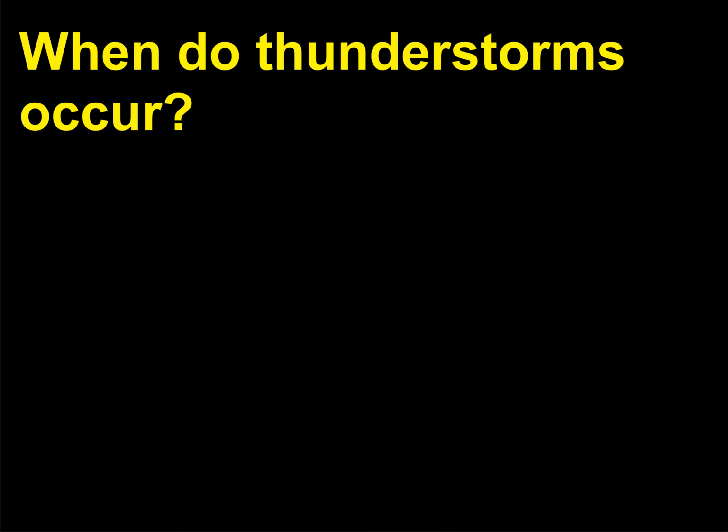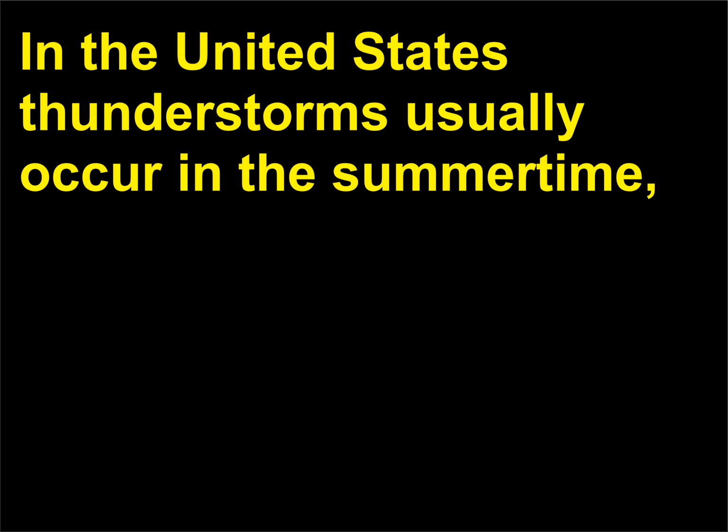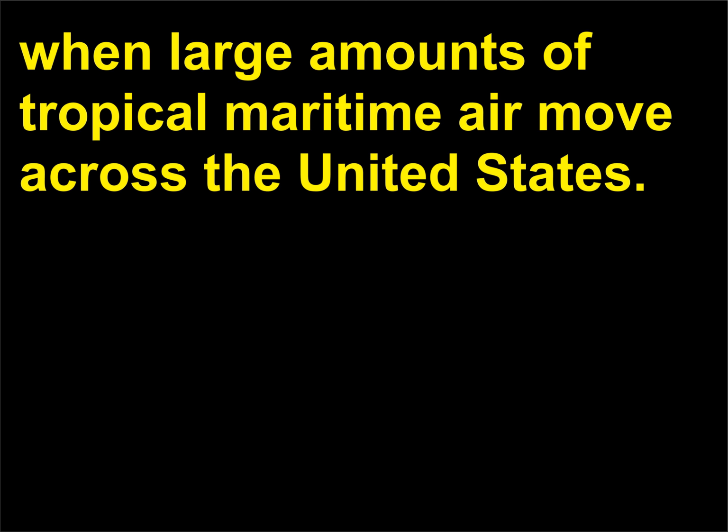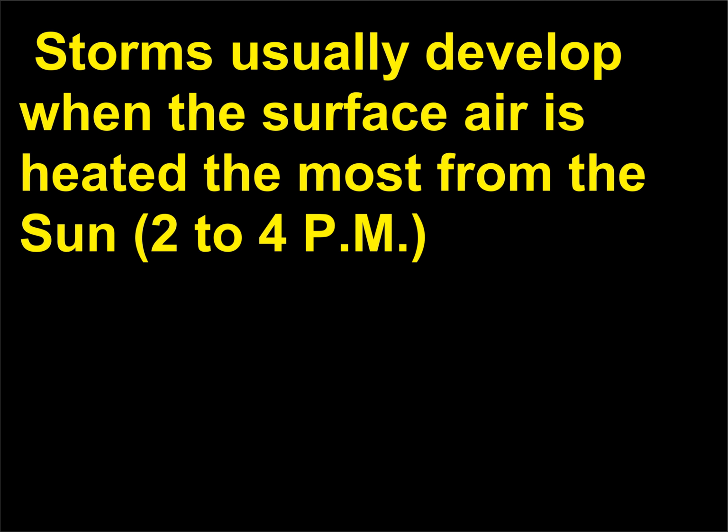When do thunderstorms occur? In the United States, thunderstorms usually occur in the summertime, especially from May through August. Thunderstorms tend to occur in late spring and summer, when large amounts of tropical maritime air move across the United States. Storms usually develop when the surface air is heated the most from the sun, 2 to 4 p.m.